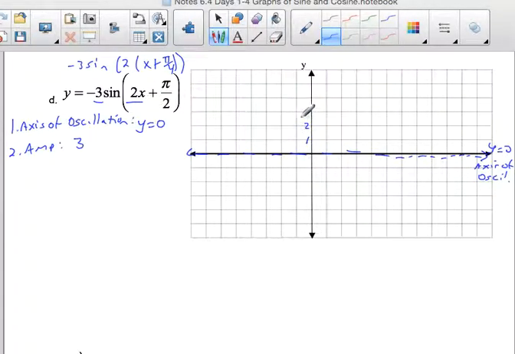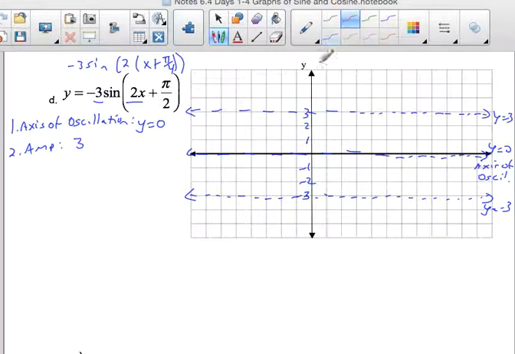Make sure you label the scale on the y-axis. I'm going to let each square be 1 unit. And then I'm going to dash in the range, essentially. I'm going to put a line for the maximum values at y equals 3 and one where the minimum values for this sine function will fall at y equals negative 3. So we're going to have y equals 3 and y equals negative 3. That's going to create the envelope for our sine function.